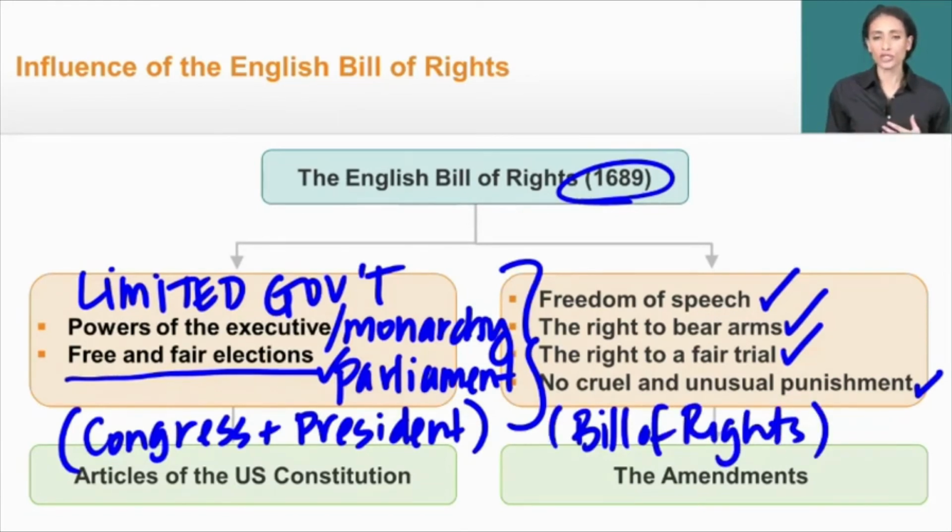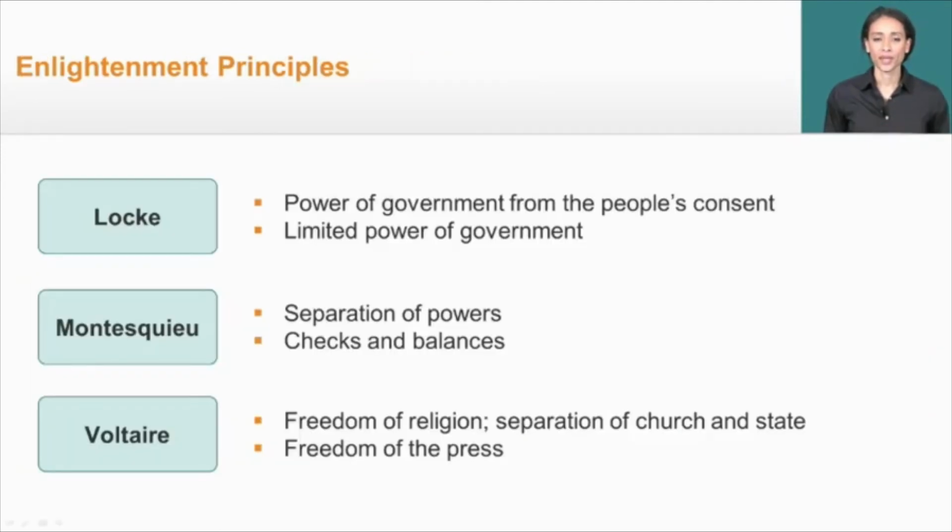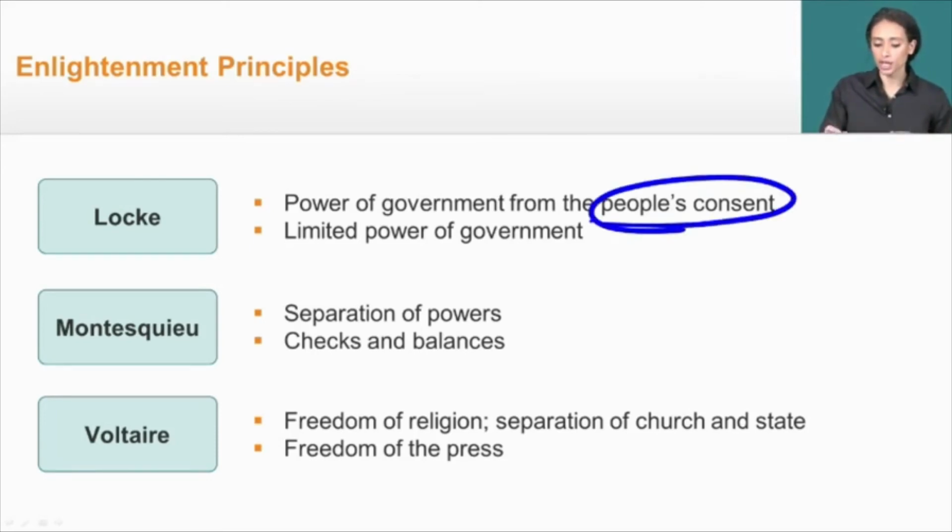So let's take a moment to review what we've learned so far. We know that the English Bill of Rights is going to be particularly influential in creating the American Constitution, but so are all of these ideas from Enlightenment thinkers coming together, particularly the ideas of John Locke, the Baron de Montesquieu, and Voltaire. Now, John Locke introduces this idea of popular sovereignty, governing with people's consent. So we'll just make sure we remember this concept of popular sovereignty.